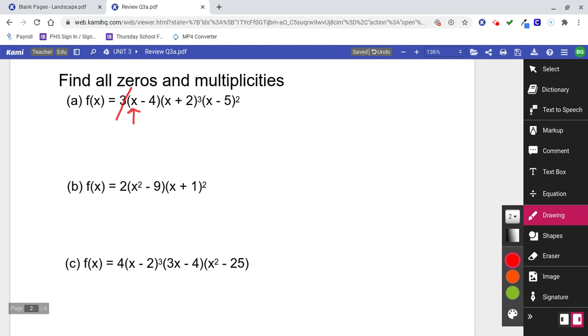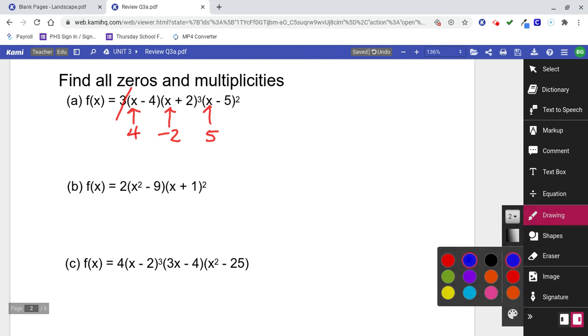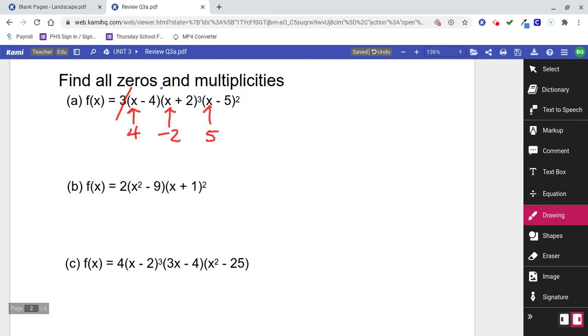That's what we're trying to make 0. So we can see that 4 would make a 0, and negative 2 would make 0, and 5 would make 0. You should be able to get that pretty quickly, right? Those are the zeros in this problem. But multiplicity talks about how many times those factors repeat. Really, it's just talking about the exponent. So since this factor has an exponent of 1, that x minus 4 is only there one time. That's a multiplicity of 1.